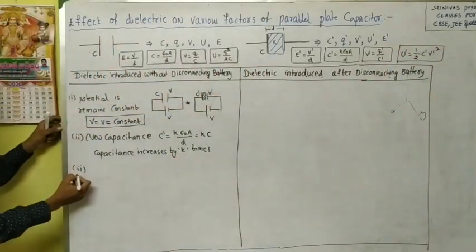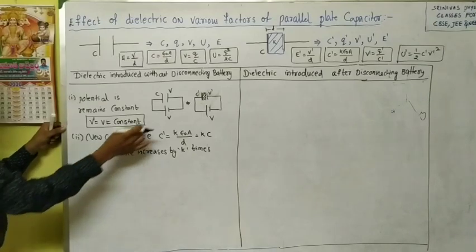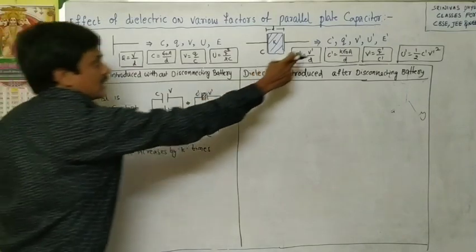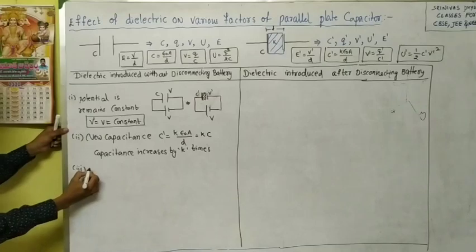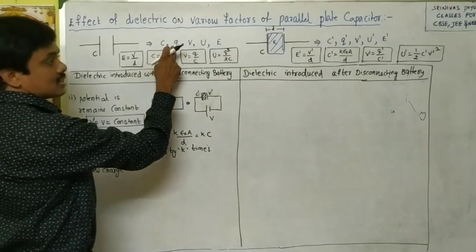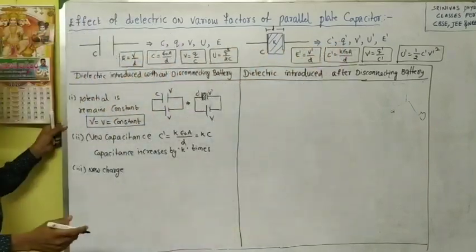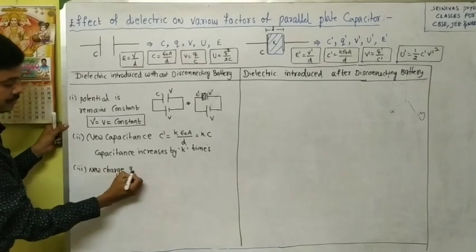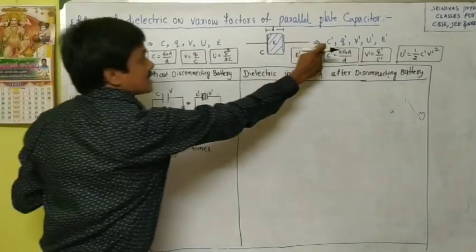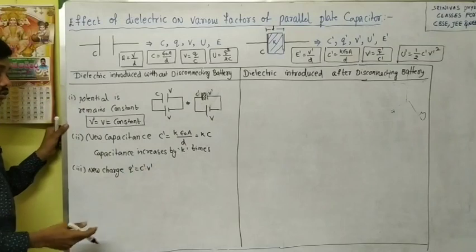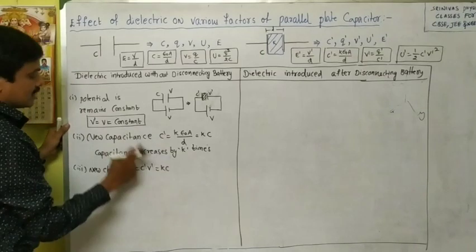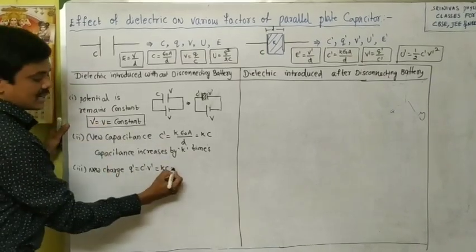Let us see the third point. Third point is what? We are going to find out the charge. Potential is already completed and the capacitance is completed. What happens to the charge? Before introducing the dielectric slab between the two plates of the capacitor, the charge is Q. After introducing the dielectric slab, the charge is Q dash. New charge equals new capacitance into new potential, C dash into V dash. C dash we already know is Kc, and V dash is constant, equal to the old potential, right?